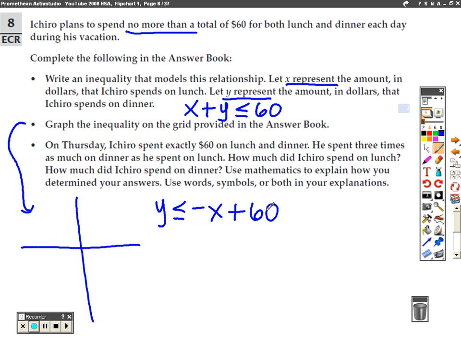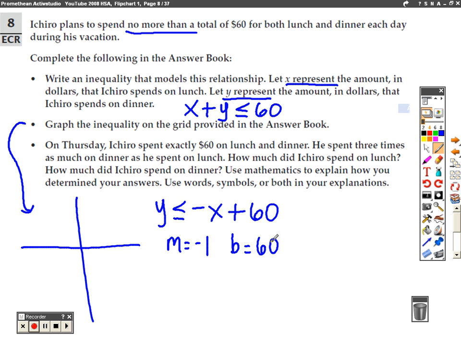Now, I'm going to treat that inequality as an equal. I'm not going to let that concern me at this point. Remember, I have a slope and a y-intercept. So in this problem, the slope is the coefficient of x, or the number in front of x. So my slope is a negative 1, and my y-intercept, the b, is 60.